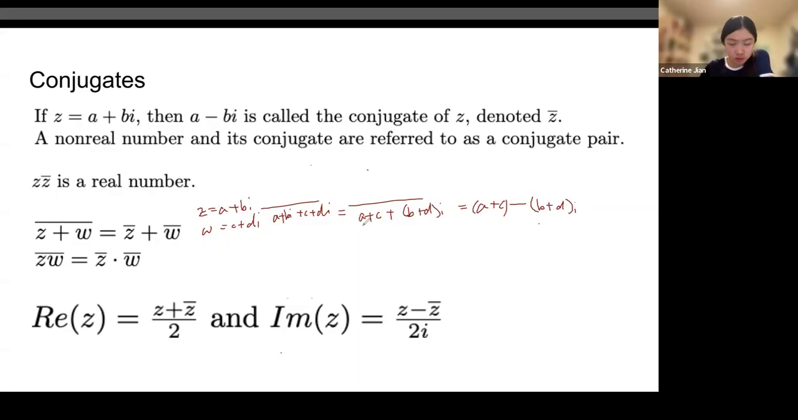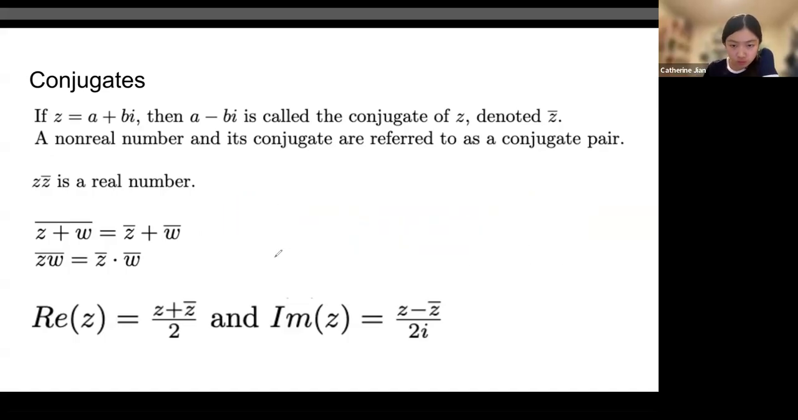Now if we do it separately, on the right-hand side, we have the conjugate of a plus bi plus the conjugate of c plus di. This is equal to a minus bi plus c minus di. Then we combine the real and non-real parts: a plus c minus b plus d times i. We see that these two are the same, so that's why the second property is true.